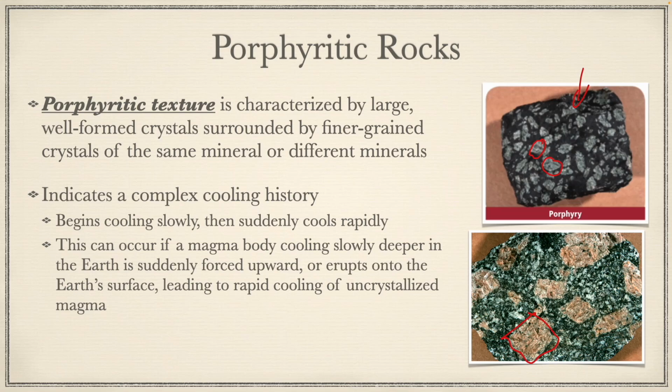Then it suddenly cools. Maybe it's magma that's underground for a long time, cools slowly, and then erupts out of the volcano suddenly. When it does that, it starts to cool rapidly, and that forms all this material that's surrounding those large crystals. This can occur if a magma body cooling slowly deeper in the earth is suddenly forced upward or erupts onto the earth's surface, leading to rapid cooling of uncrystallized magma. So it's this here, and we call that a porphyritic texture.